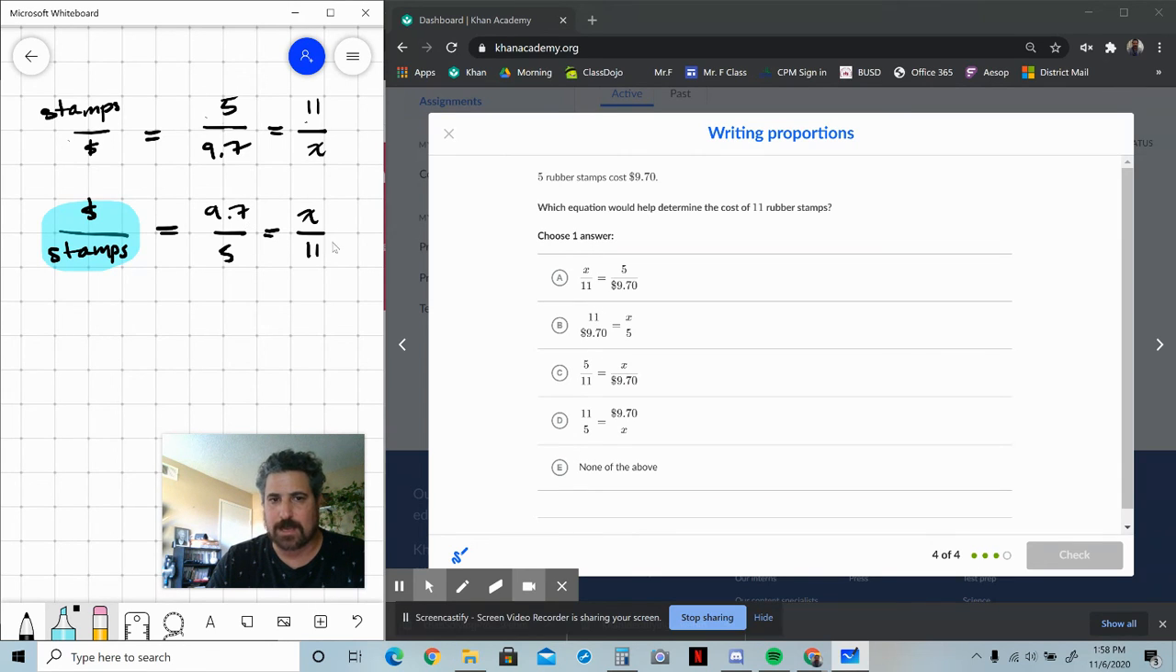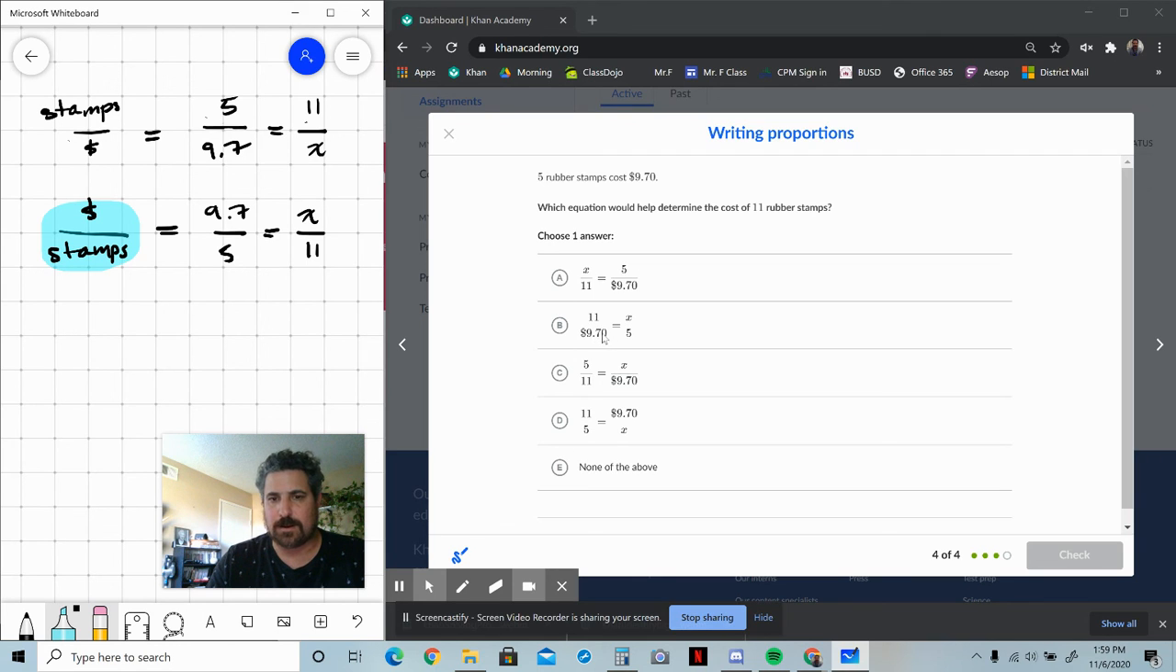9.7 over 5 equal to x over 11. 9.7 over 5. They don't have that one. So they don't have the 9.7 over 5. Maybe they have 5 over 9.7. Okay, they have 5 over 9.7, but that should be equal to 11 over x. So 5 over 9.7, corresponding to the 5 should be the 11. So this is wrong.